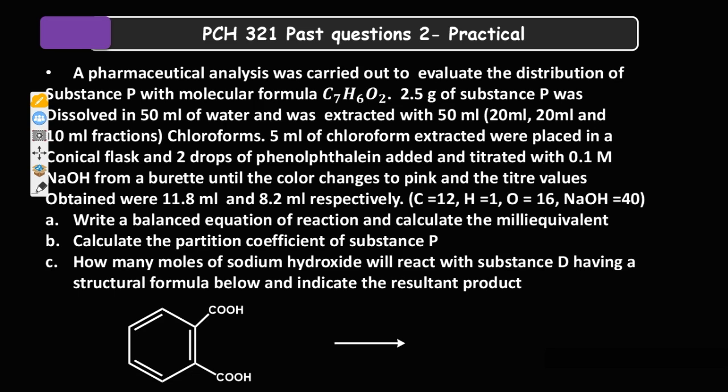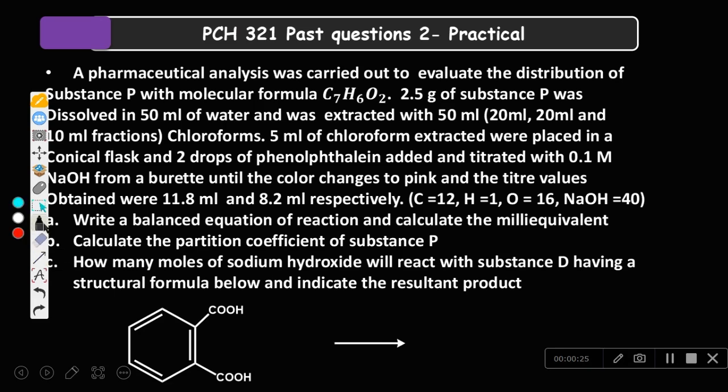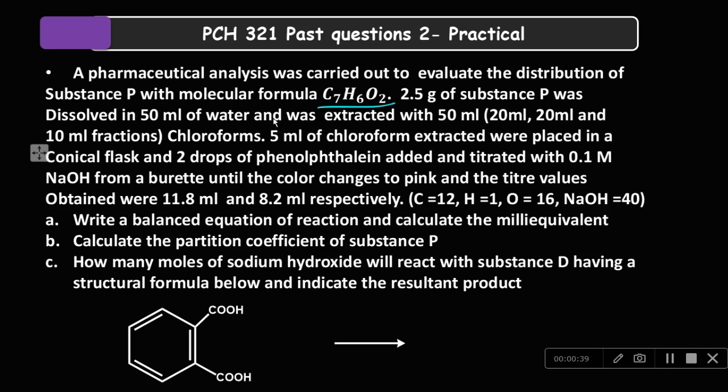Now from what you can see here, this molecular formula actually is the molecular formula for benzoic acid, right? So 2.5 gram of substance P was dissolved in 50 ml of water and extracted with 50 ml. That means this 2.5 gram was dissolved in 50 ml of water and extracted with 50 ml. That is in batch, what is called batch extraction in liquid or solvent extraction.